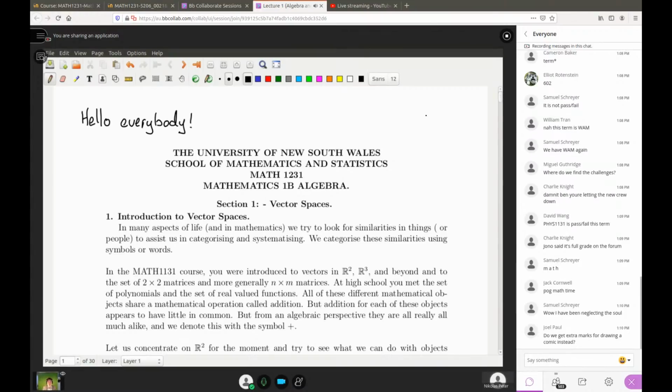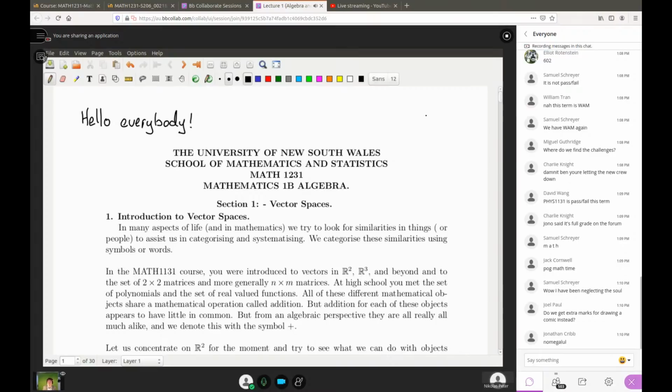So, introduction to vector spaces. Do we get extra marks for drawing the comic? You get credibility from me. That's what you get, which is worth more than marks. Anyway, introduction to vector spaces.